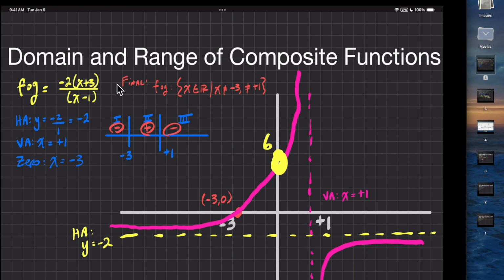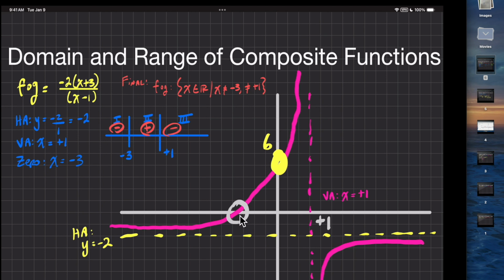Okay, now folks, we have to look at the final domain and eliminate any x values that might currently be included. We see that x equals +1 is not on our graph because we have a vertical asymptote there. However, look at this, x is not allowed to equal -3. Therefore, we have to eliminate x equals -3. So we're going to come here and we are going to eliminate this, and we're going to put an open circle here.